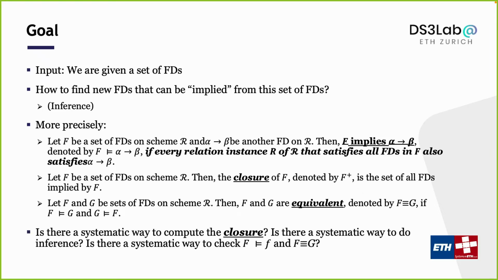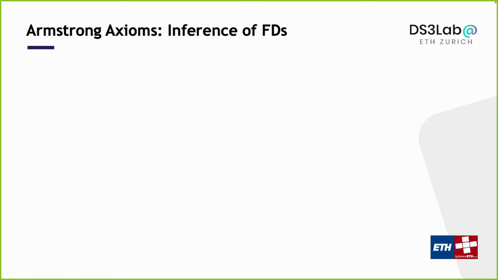So one thing that we are curious about is whether there's a systematic way to compute the closure, and a systematic way for us to check whether a new functional dependency is in the closure or not. To do that, it's very hard to do inference at the semantics level, because you need to enumerate all the possible relation instances and prove that if this holds, that will hold. Luckily, you can do the inference at the syntax level, and that is by defining a collection of inference rules.